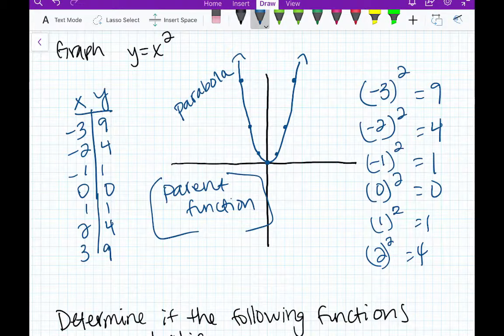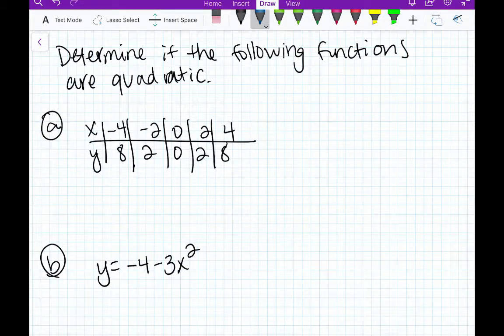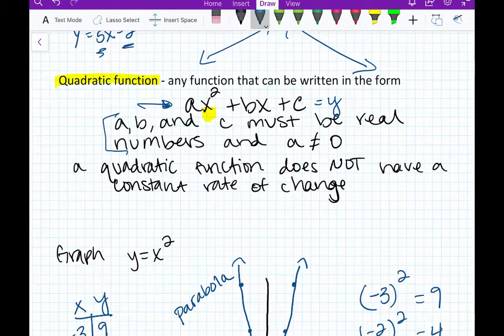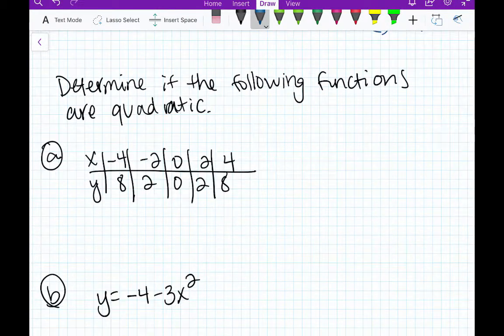All your quadratic functions should have a parabolic shape. In other words, it should look like a parabola, but they won't all look exactly like that. And again, we'll look at some examples. So we're going to determine if the following are quadratic. Remember, we said that a quadratic function should have that equation or something that can be written that way. And also, it does not have a constant rate of change, and it looks like a parabola when you graph it.